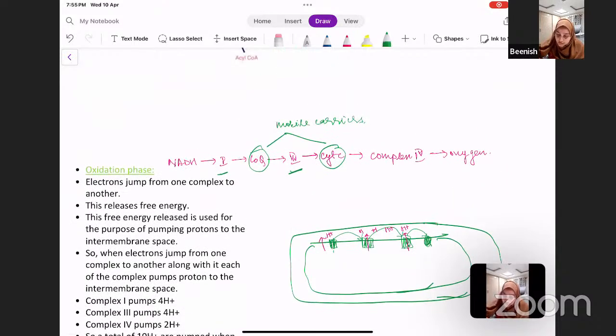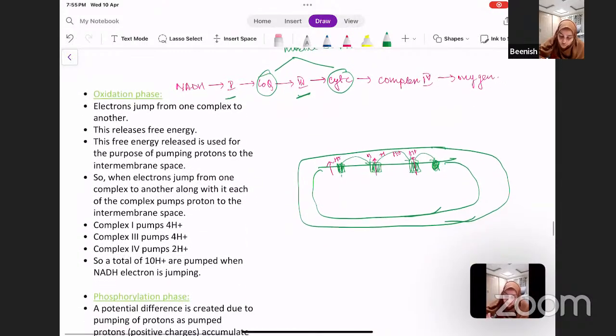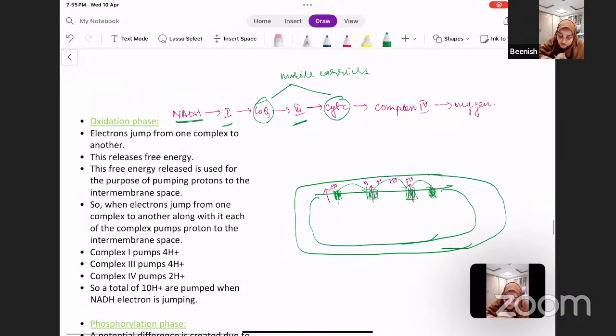If you have a look at this diagram, your NADH gives its electron to complex 1, and this complex 1 gives the electron to coenzyme Q. When this electron jumps from complex 1 to coenzyme Q, energy is released, and that energy is used to pump protons from complex 1 into the intermembrane space. So this complex 1 pumps 4 protons from the matrix into the intermembrane space. Complex 1 is acting as a proton pump, we can say.